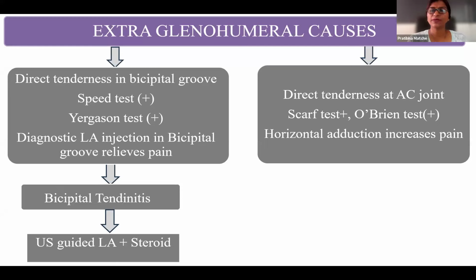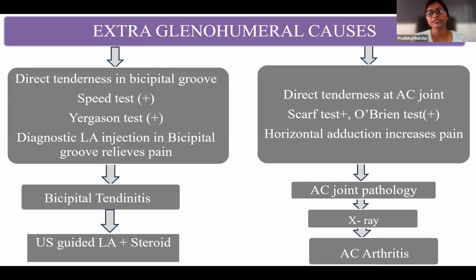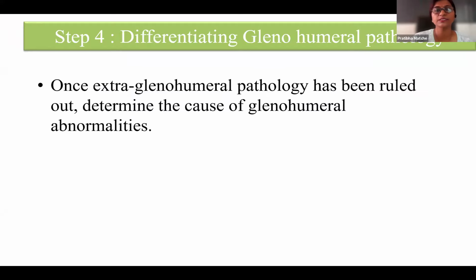The next cause is if the patient has tenderness in the AC joint, the scarf test and O'Brien's test are positive, and cross-body adduction increases the pain, then you think of AC joint pathology. Get an X-ray, you may see some features of AC joint arthritis.